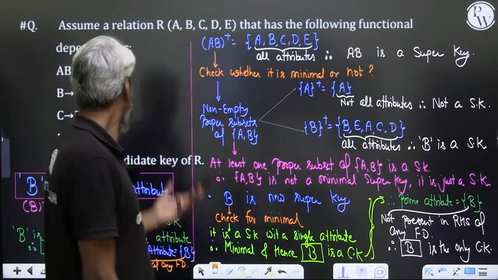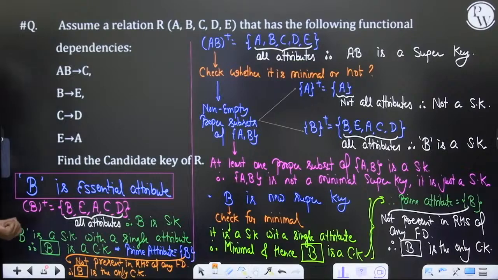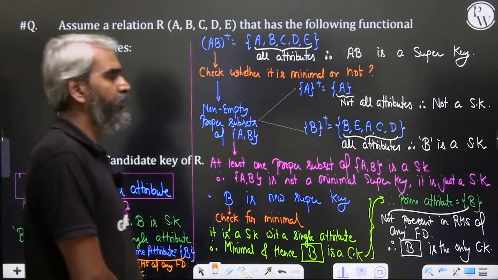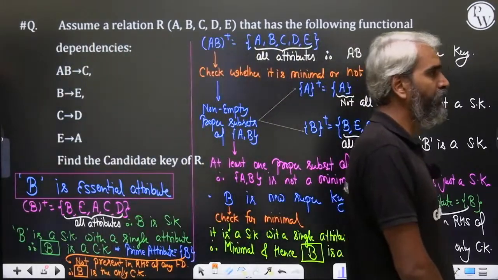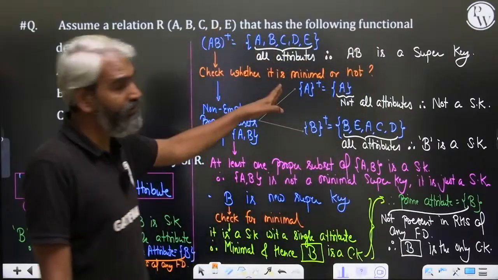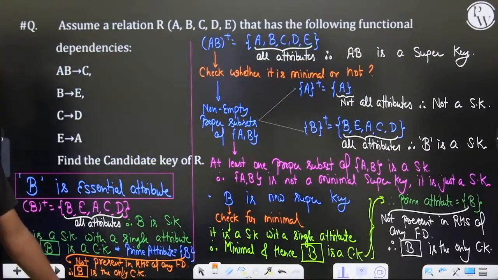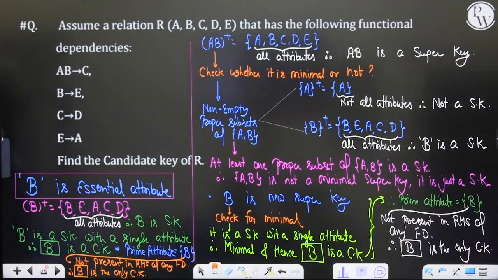Come on, here. So here again, B is your essential attribute, and if you look at the closure of B, it will contain all the attributes. Therefore, the essential attribute itself happened to be a candidate key. Now, B is essential, so it will not appear in the right hand side part of any FD. Therefore, B will be the only candidate key. If you start from somewhere else, then also you will reach the same candidate key. There is nothing wrong with that.